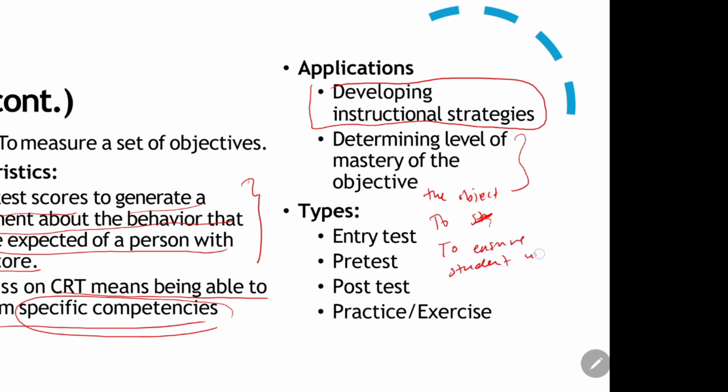For example, here the objective is to ensure students understand about English grammar. So from the quiz or interview that we already developed, we can see how many students master grammar, how many students do not master it, cannot achieve the objective in grammar. So we can determine the level of mastering of the objective.